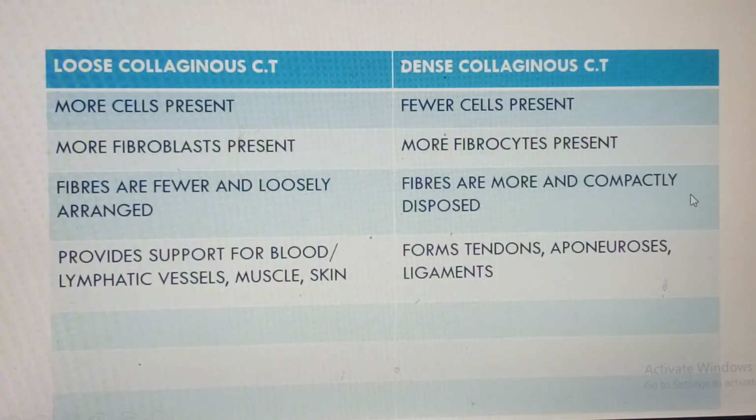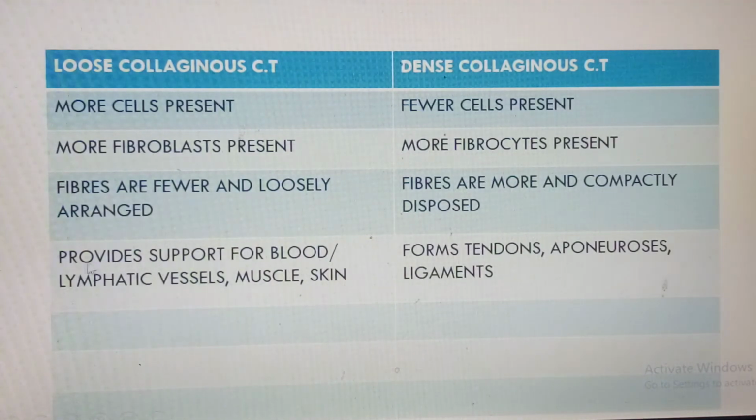Then for loose, the fibers are fewer and loosely arranged. In the case of the dense, the fibers are more, compared to the cells, and they are compactly arranged. Then, of course, we said that they could be regular or irregular. Again, with the ground substance, we have more in the case of the loose, but relatively little ground substance in the dense type of connective tissue.